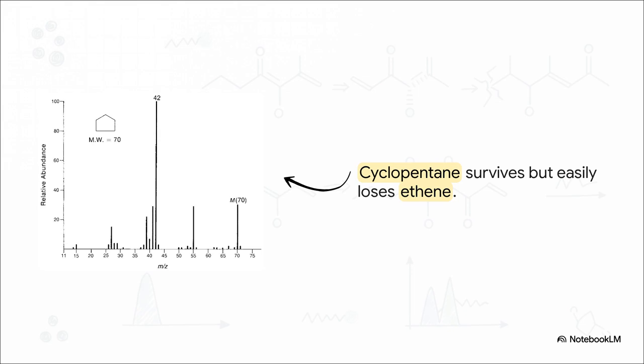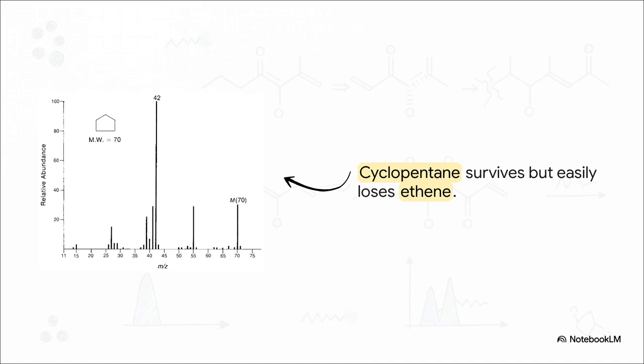Now, rings are naturally pretty tough to crack because you have to break not one, but two carbon-carbon bonds to actually shatter them. Because of that, a much larger proportion of cycloalkanes survive the interrogation completely intact. That gives us that really strong molecular ion peak you see at m/z 70 on the right. But when the ring does finally break under pressure, it has a very specific signature move.